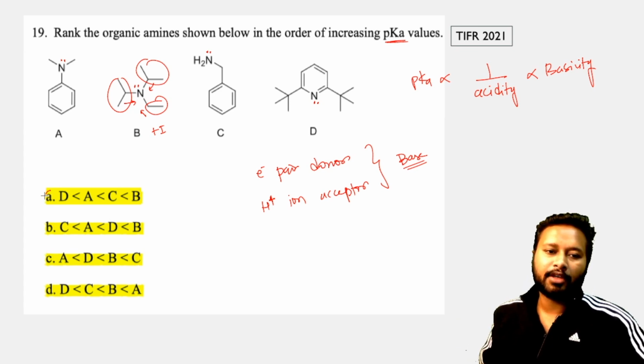That is shown in option A also and in option B also. Option C says C will be highest. No, it is not going to happen. And option D says A will be highest. No, that is not going to happen as well, because in A this lone pair is in resonance with the benzene ring. So that is not going to happen. So just cancel out these two.